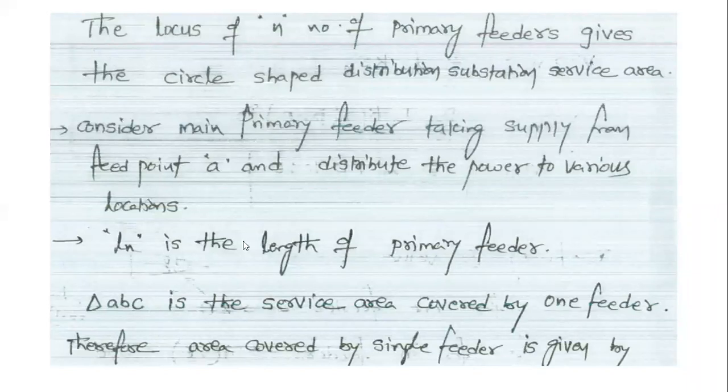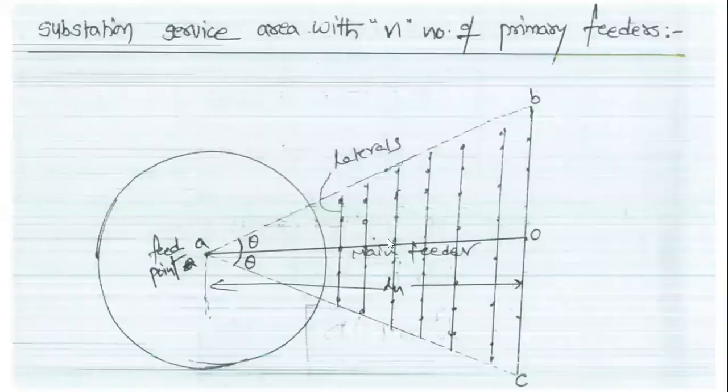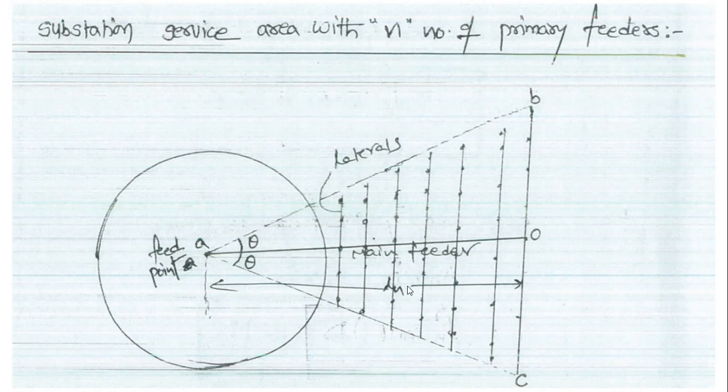Therefore Ln is the length of the primary feeder. In the square shaped area, the length of the primary feeder is L4. In the hexagonally shaped area, the length of the main feeder is L6. But since we are taking n number of feeders, the length of the main or primary feeder is Ln.